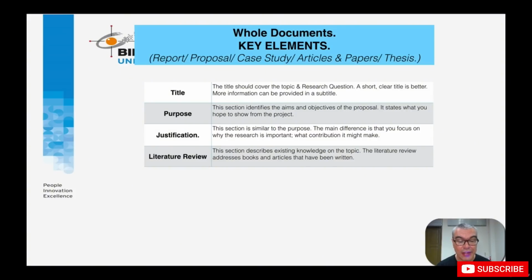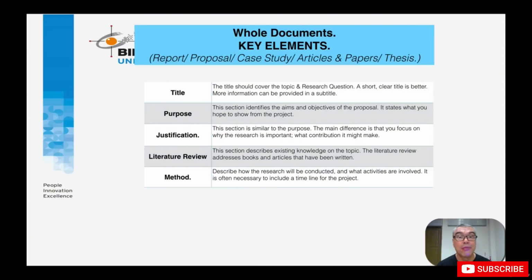Okay, the next one then is the method. So the method describes how the research will be conducted. You write about what activities will be involved in your research. And you might need to include a timeline as well to describe when exactly these activities were done. Of course, typical things might be surveys, interviews, and that kind of thing.